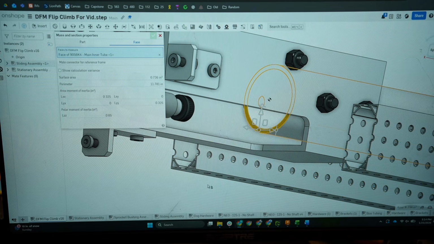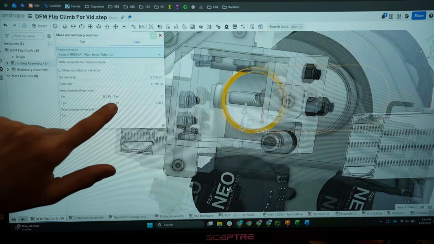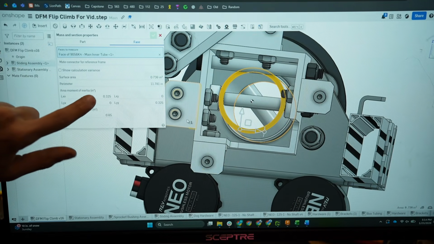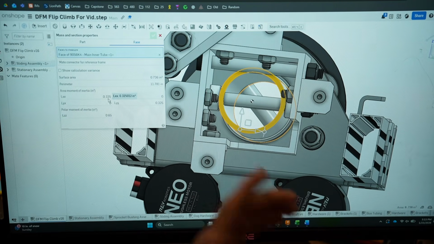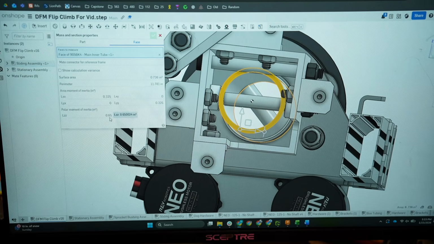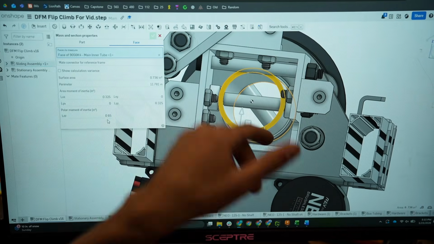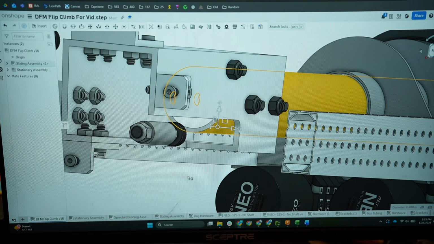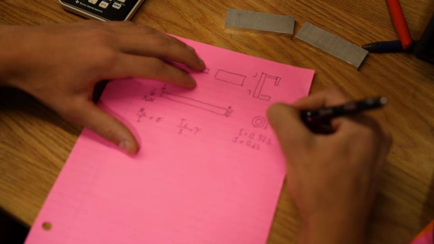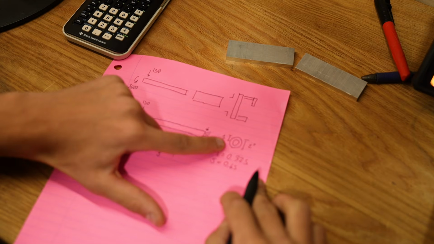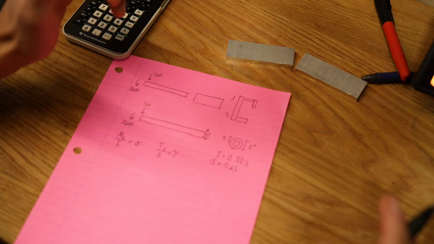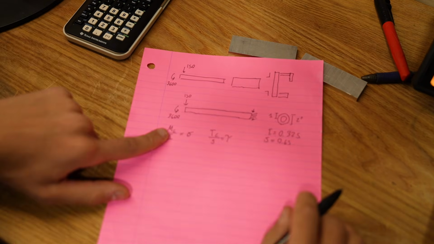All right. So we are looking for two numbers. We're looking for I and J. We're going to find I to be 0.325 and J, which is the polar resistance to bending, to be 0.65. Can you also give me an outer diameter of that? Yeah. Our pole has an outer diameter of 2 inches. Meaning that our largest distance away from the neutral axis is going to be 1 inch. So that's going to be our C value.